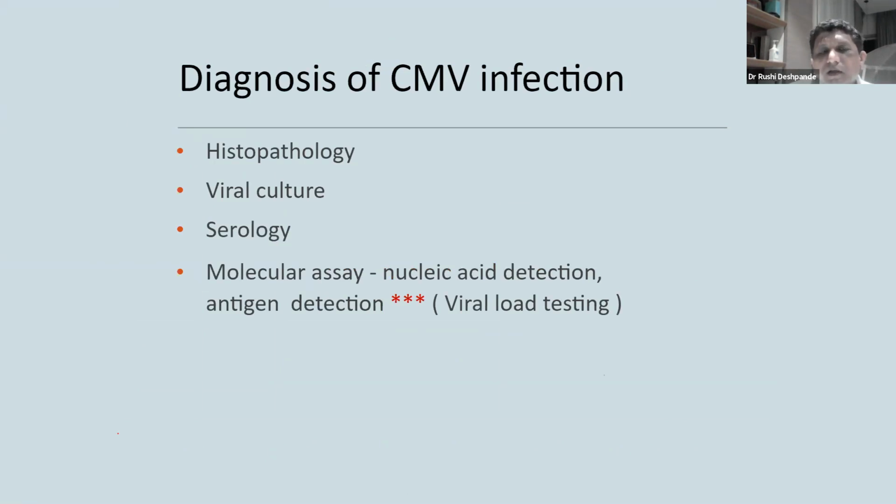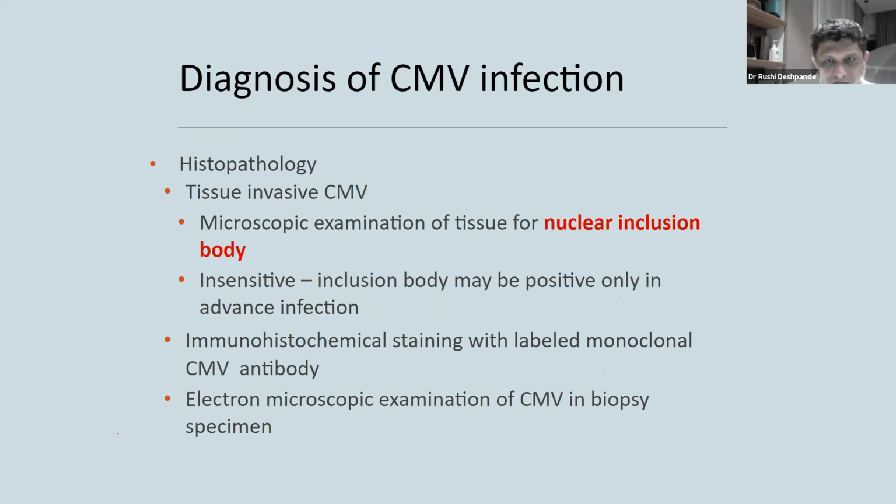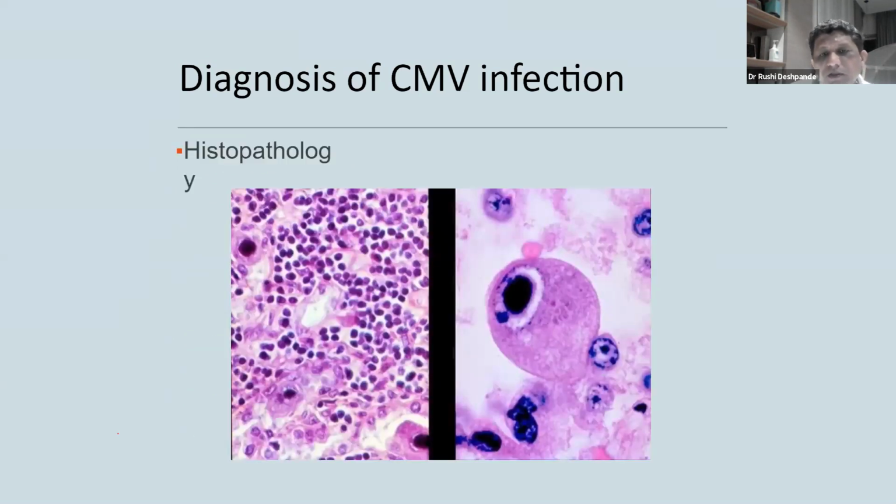Diagnosis of CMV infection, like I said, histopathology is absolutely the gold standard previously, but now with serology, particularly PCR, becoming common, viral load testing by PCR has become the standard of care. Viral culture is hardly used except in research labs. Serology in the form of IgG, IgM is not so important now. Histopathology is important because it is a tissue-invasive CMV once you diagnose it on histopathology. So this is how the CMV cell looks like. It's like a target cell.